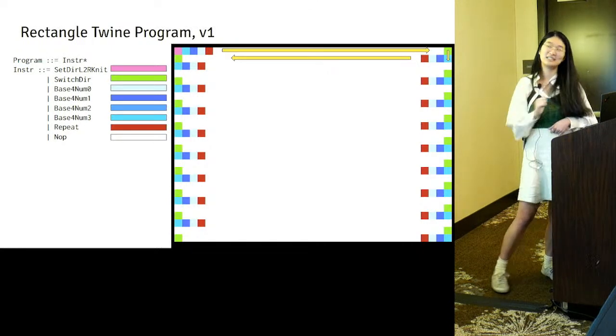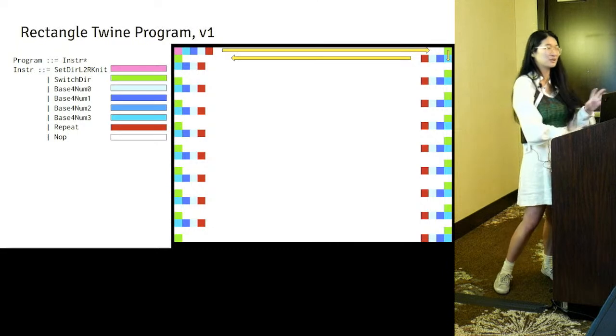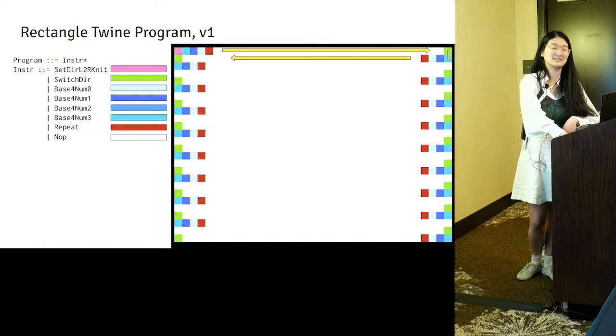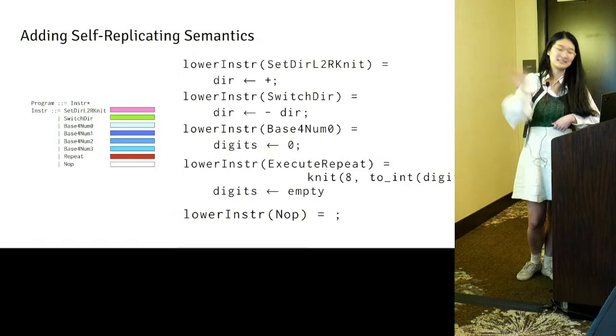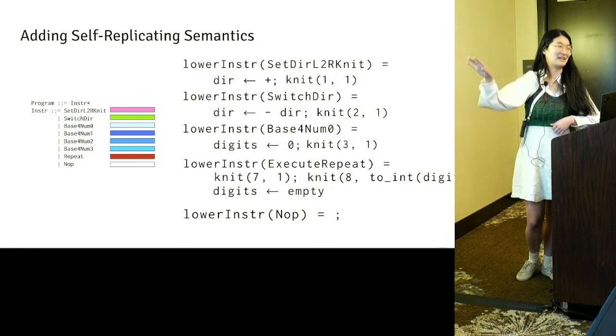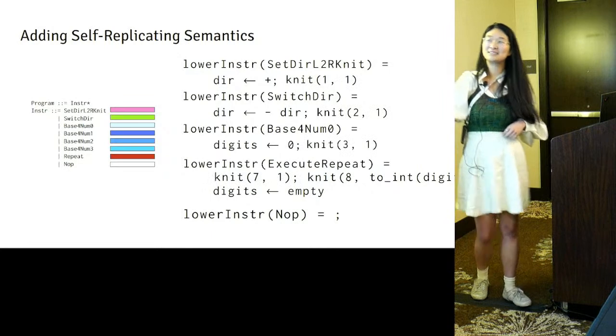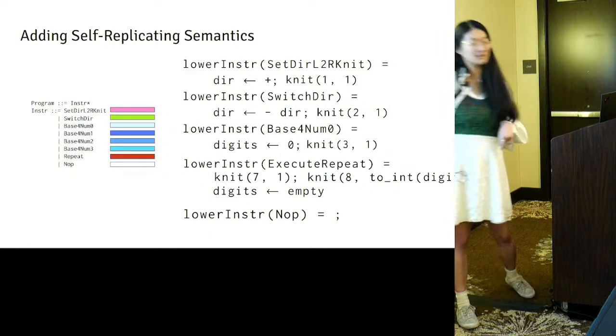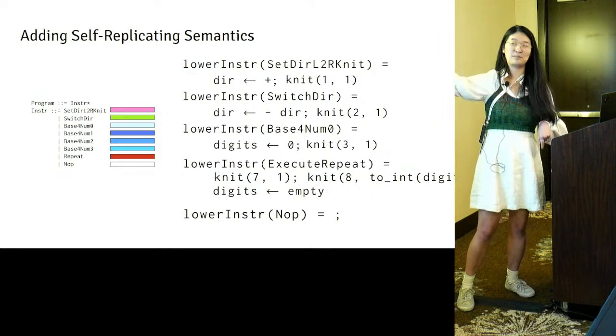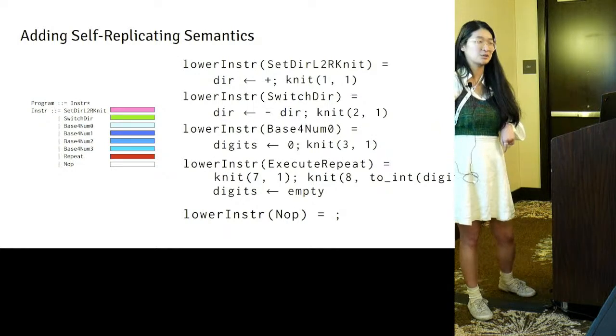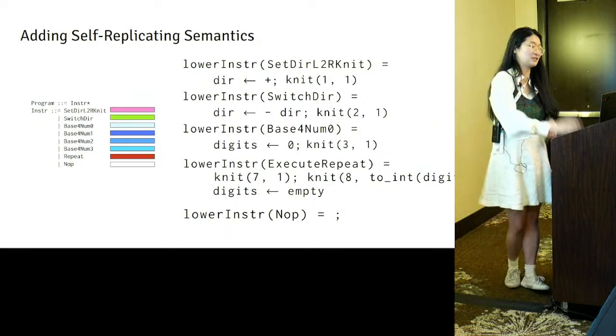So we're going to make a sneaky change to the semantics, a really simple change that will try to encode this self-replicating behavior. And that is, whenever you see a color instruction, also knit a stitch of that color. So now, when we see the pink instruction, we're going to set direction left to right and knit a pink stitch. When we see switch direction, we're going to switch direction and knit a green stitch, and so on.